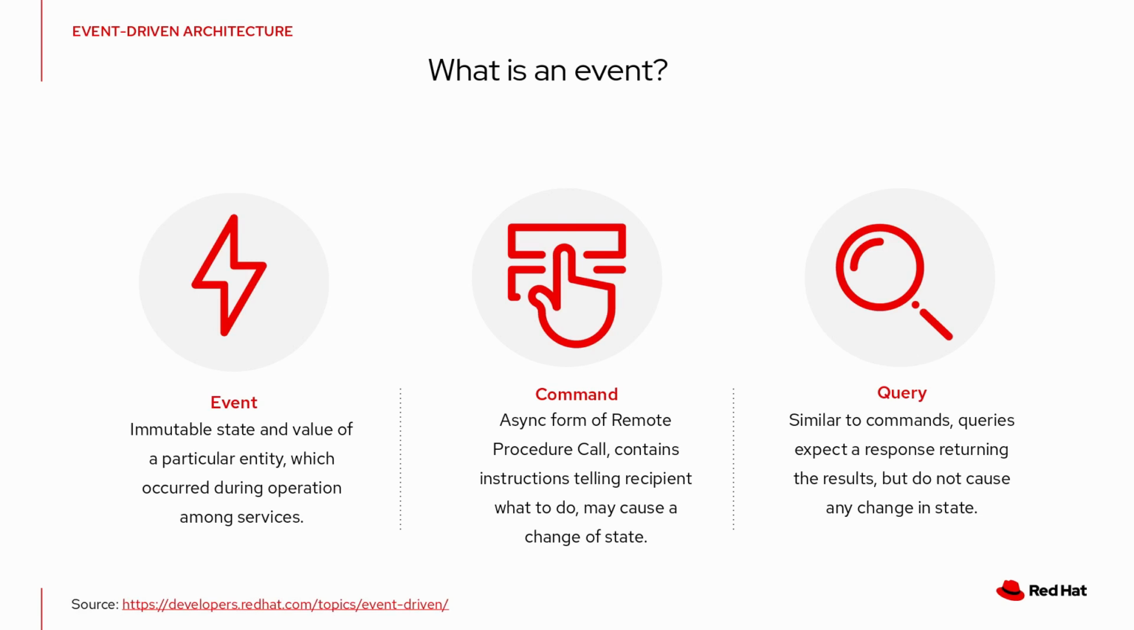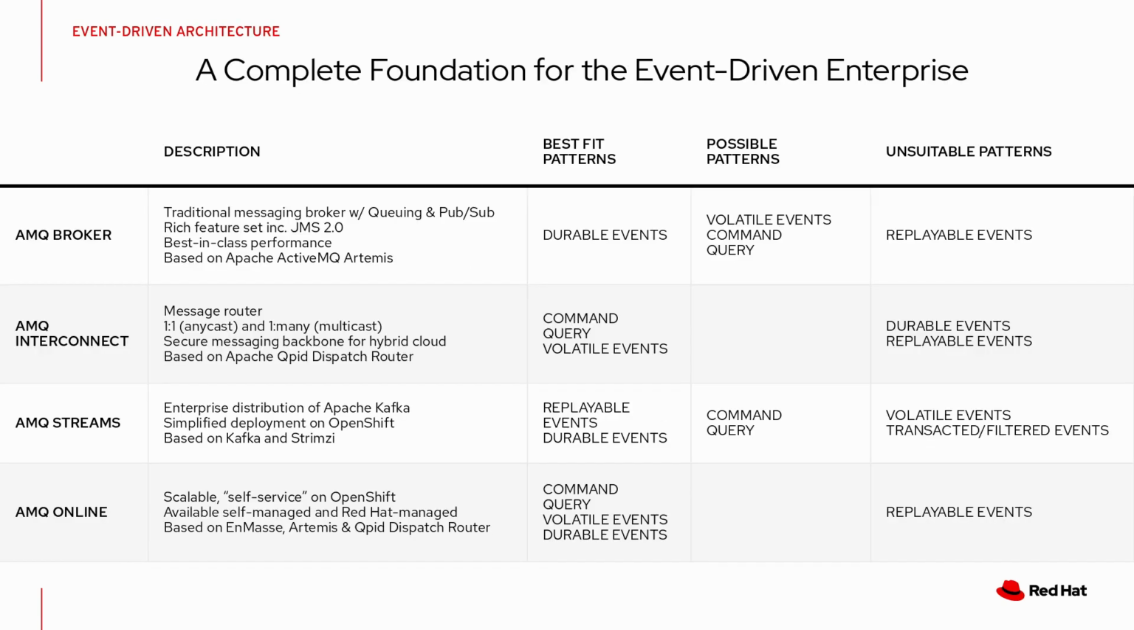For those three types of events, we can choose between the solutions I was talking about. Here you can see that AMQ broker, the traditional messaging solution, is the best fit for durable events, because it has a capability to persist the messages. It can also be used for non-persistent, so volatile, events. It can be used to receive commands or queries, but it is not a good fit for replayable events.